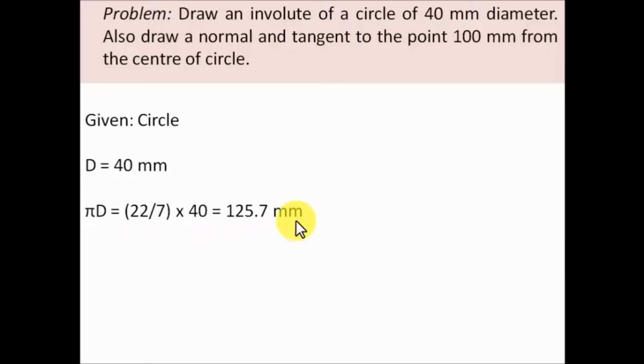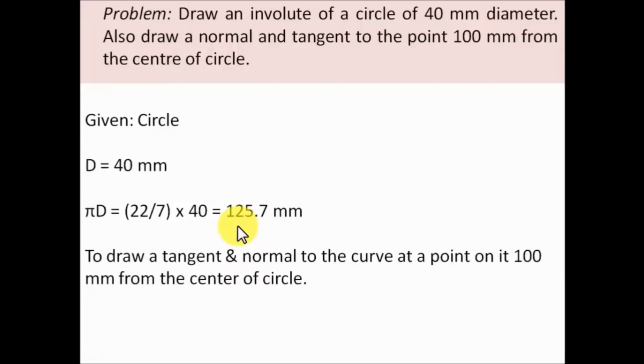Now guys, if you look at the definition of involute, we speak of winding or unwinding a piece of thread or a piece of string. But no such string length has been given to us in this particular problem. So we're going to assume the string length equivalent to that of the circle circumference, which in fact has been worked out as 125.7.